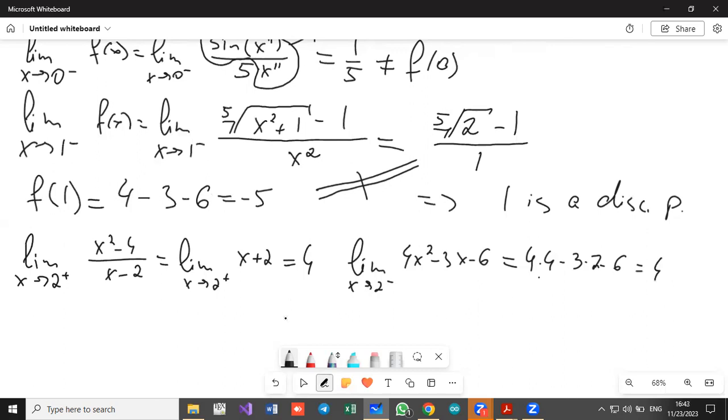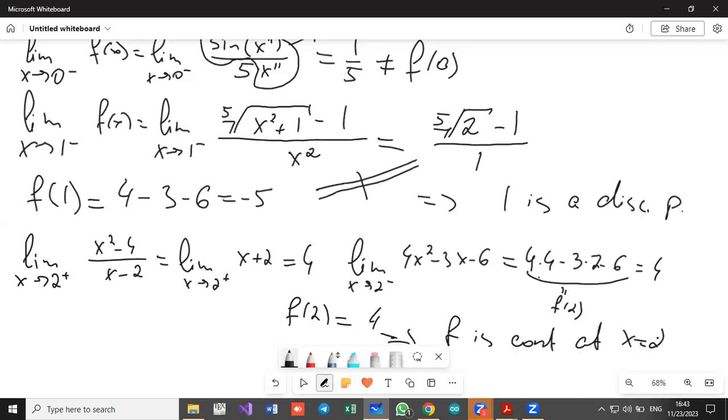And also, please guys, calculate the value of our function at 2. It's going to be the same, the value of the function is also the same. So the conclusion is that f is continuous at x equals 2, right? So we are done.